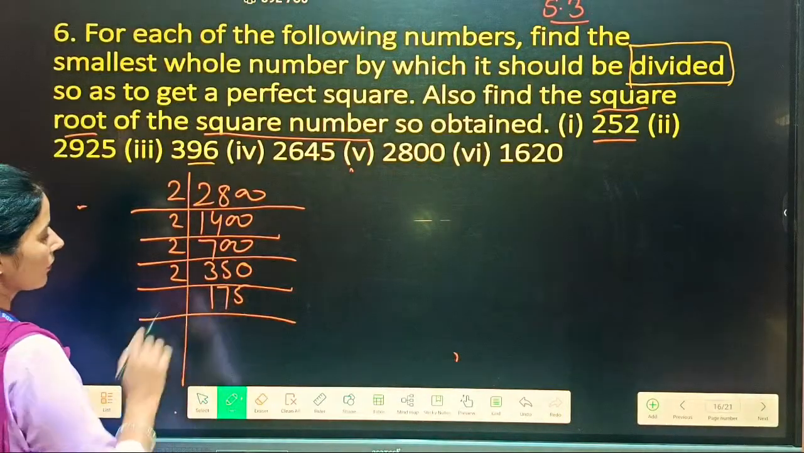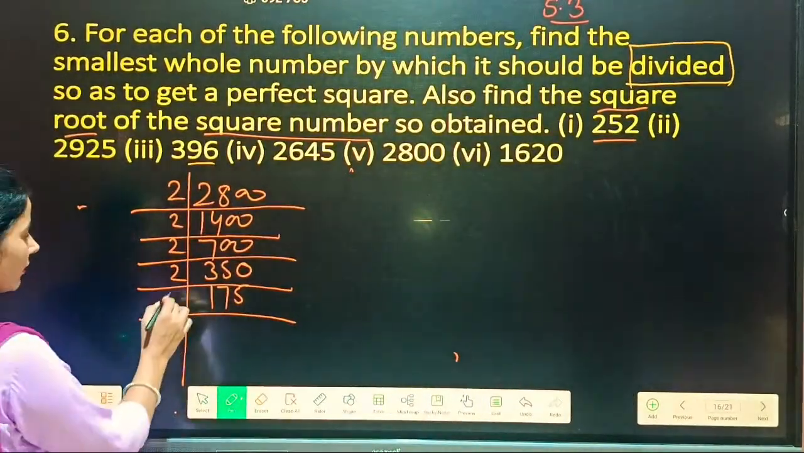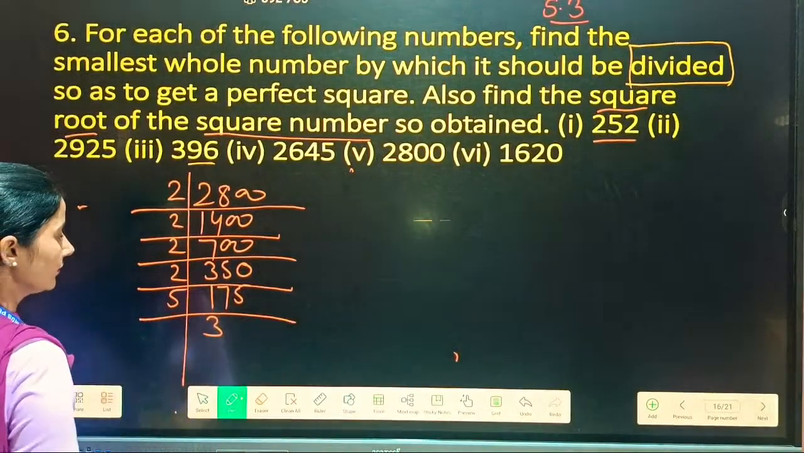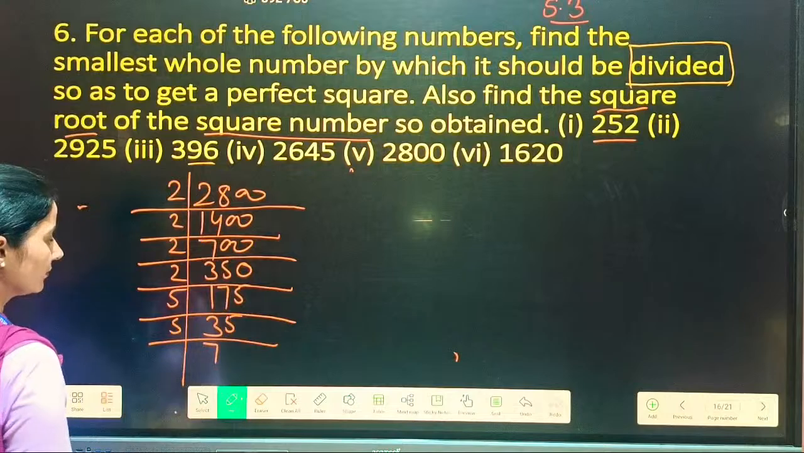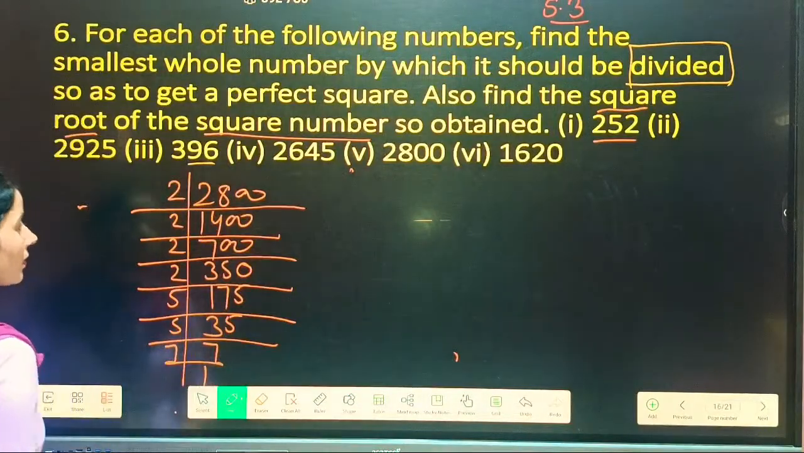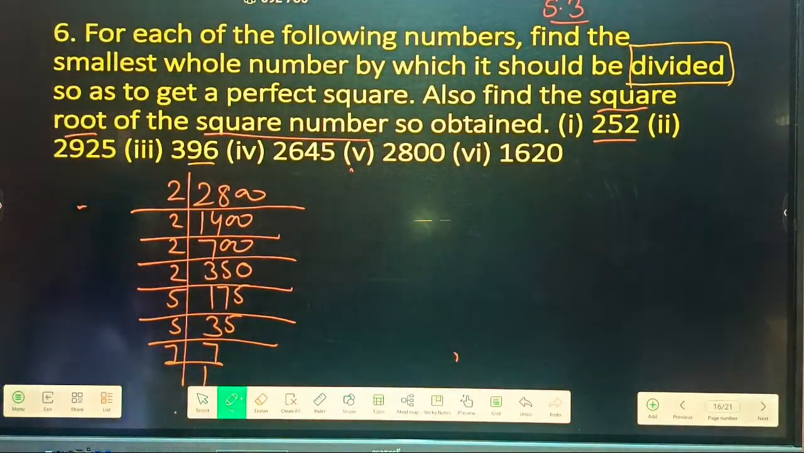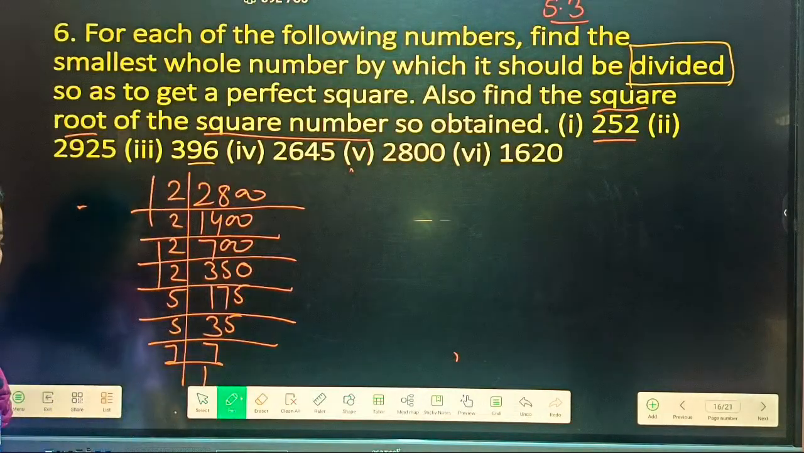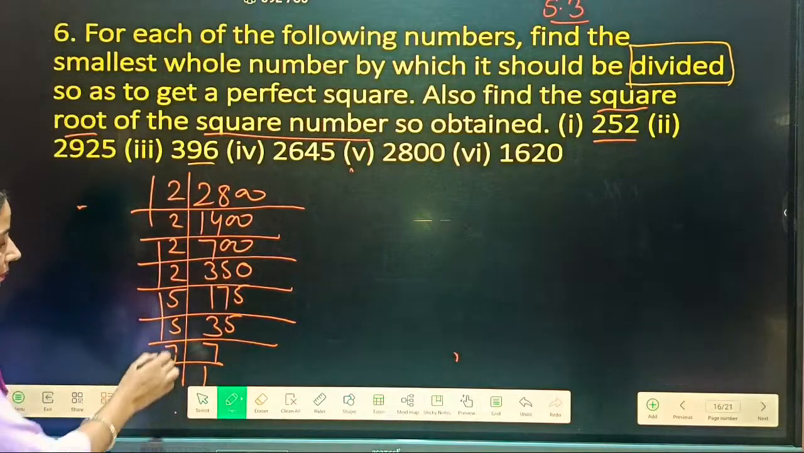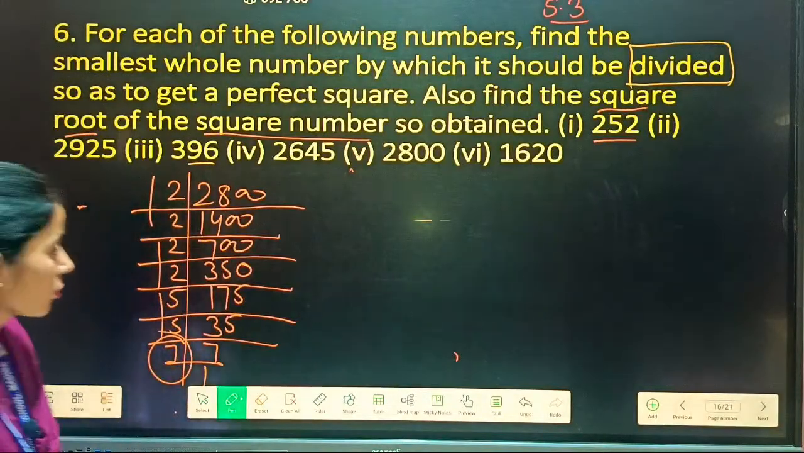8 and 5 13, not divisible by 3. Divide with 5. 5 3s are 15. Then 5 5s are 25. 5 7s are 35 and 7 1s are 7. Let us check whether the factors are in pairs or not. This 2 is in a pair. The next 2 is also in a pair. This 5 is also in a pair except this 7. 7 is not in a pair.